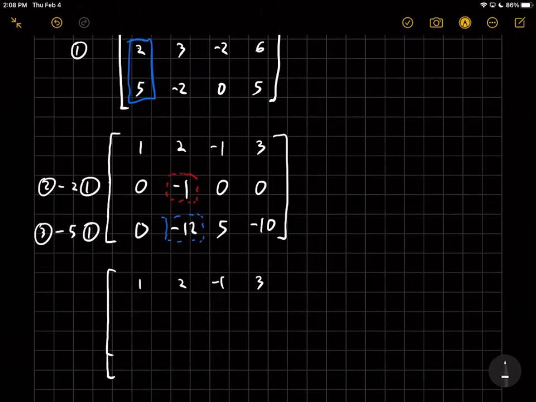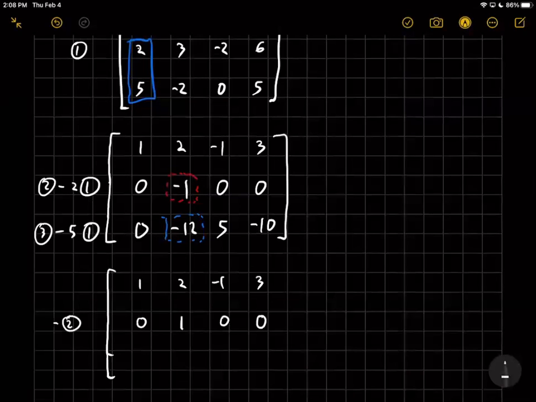Okay, I'm going to have to extend that down a little bit further. Row 2, all I'm going to do is take negative of row 2. So the 0 becomes a 0. We're going to multiply everything by negative 1. So we get a 1, and these remain as zeros. Now the third row, I want to get a 0 there.